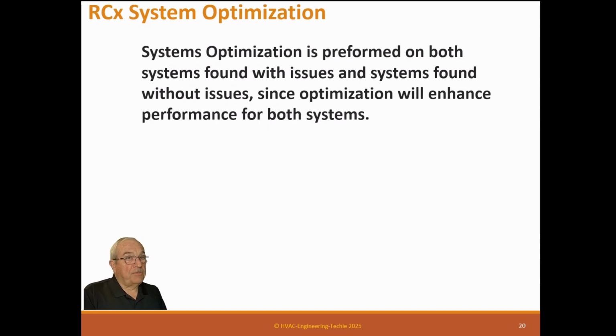System optimization is performed on both systems, those found with issues and those found without issues, since optimization will enhance performance for both. Remember, in the standard we did that original testing to find what systems weren't working so we could concentrate on those. No sense in trying to fix something that's not broken. But during optimization, we're going to do it to both systems. The whole building gets optimized because you can't do just one. Just because it's working, it's probably not optimized. So we will optimize both.